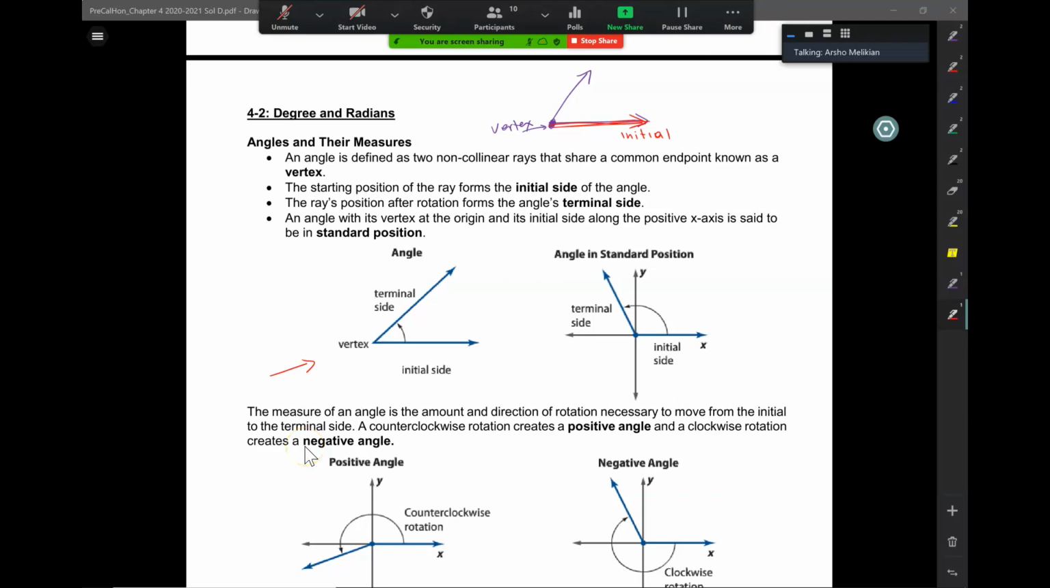Right. So, initial side, terminal side, and vertex. Those are the three main components of an angle. Now, when you have an angle, basically that angle can just exist anywhere in space.